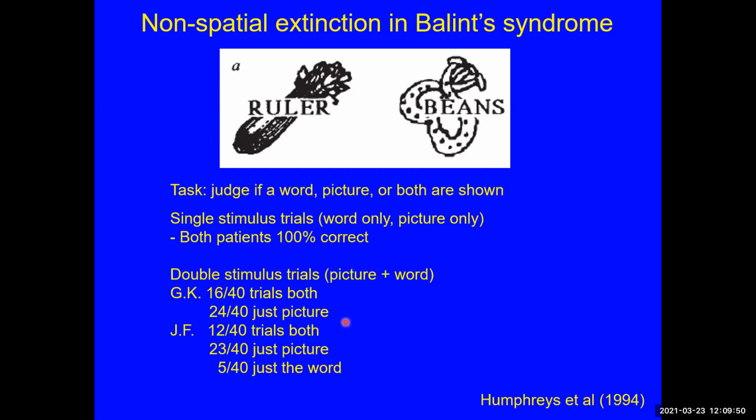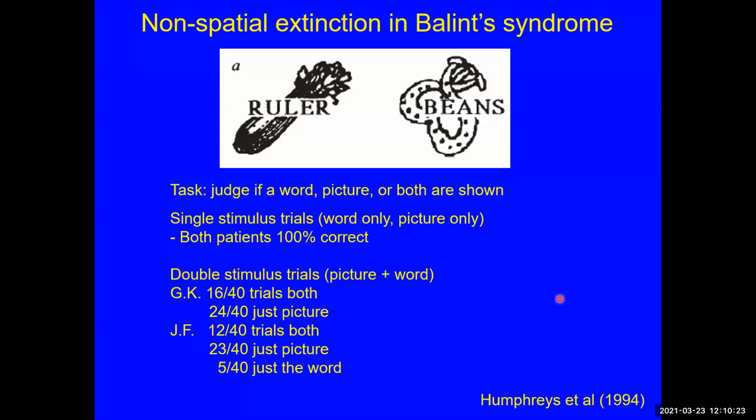It looks like the picture may be the more salient feature here. So they're more likely to say the picture. JF on 5 of the trials said just the word. So this is showing that even if you try to put two objects in the same spatial location, if they can be perceived as two distinctly different objects, a word and a picture of something else, they'll attend to only one of them. So their attentional problems go beyond just space and attending to one part of space or one object in a part of space.